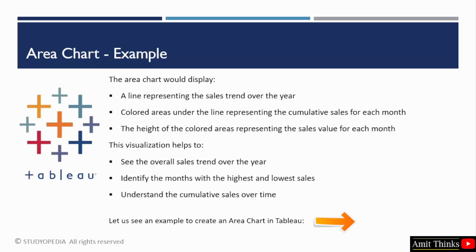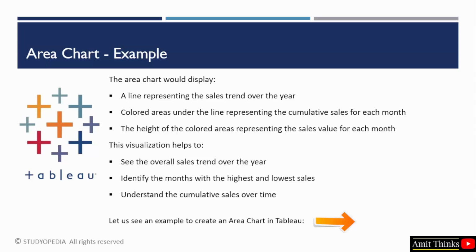Colored areas will represent the cumulative sales for each month, and the height of the colored areas will represent the sales value for each month, so that you can get the overall sales trend over the year. This will also help you in understanding the cumulative sales over time as well as the months with the highest and lowest sales. So let us see an example of area chart in Tableau.